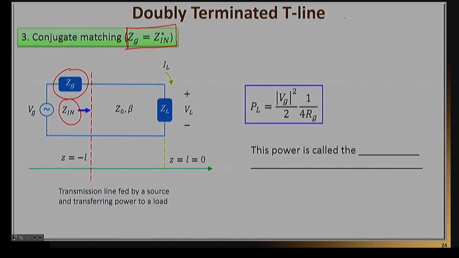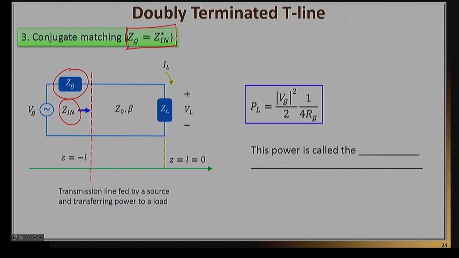So I want to clearly emphasize here that this is the case that we normally try to get in real life. We try to get essentially the source to deliver all of its power to the load. Make sure that this is happening. ZG has to be equal to Z-in complex conjugate.